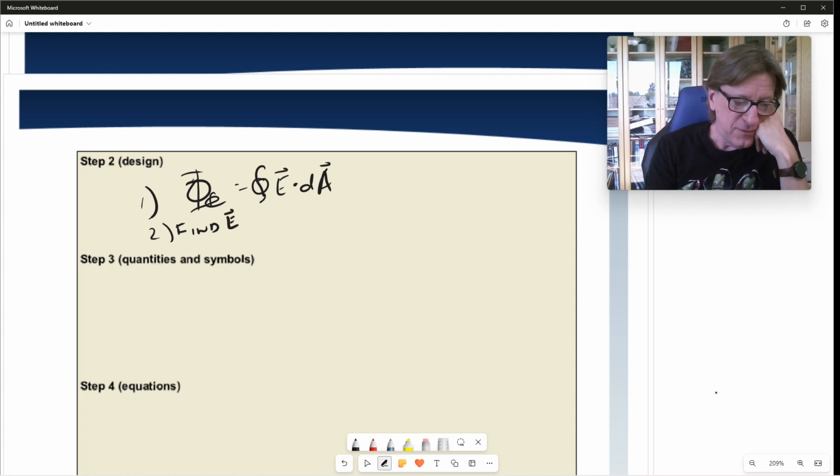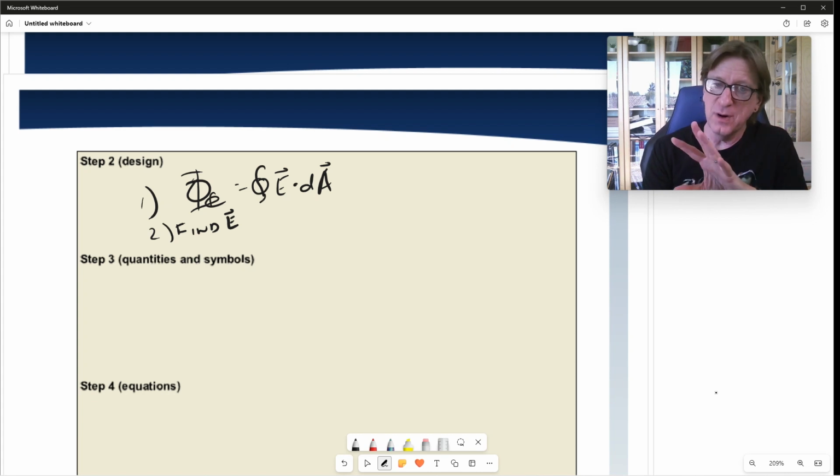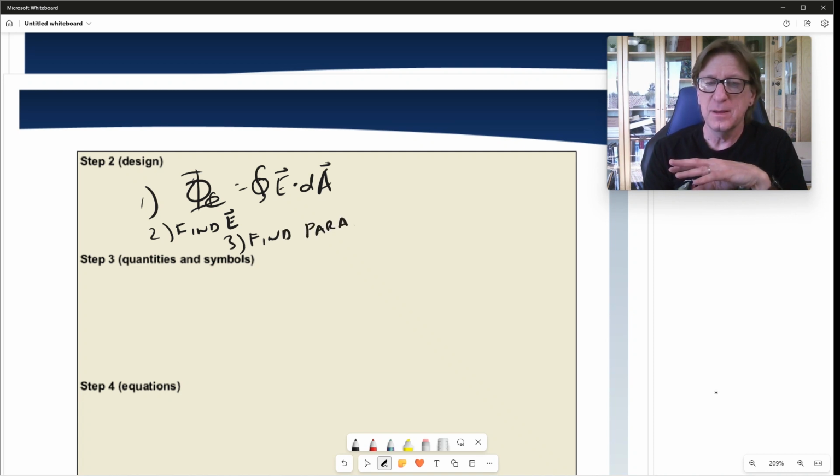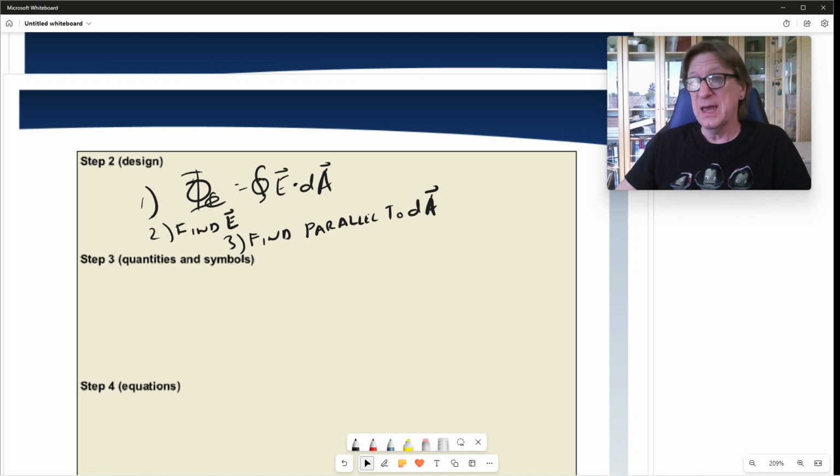And then I'm going to find out what part of this. So I'm going to find the part that is parallel to my dA. That way, that will be the only part that counts, and that's what that dot product is. If I do this well, then my E can be constant, and I can pull it out of the integral.